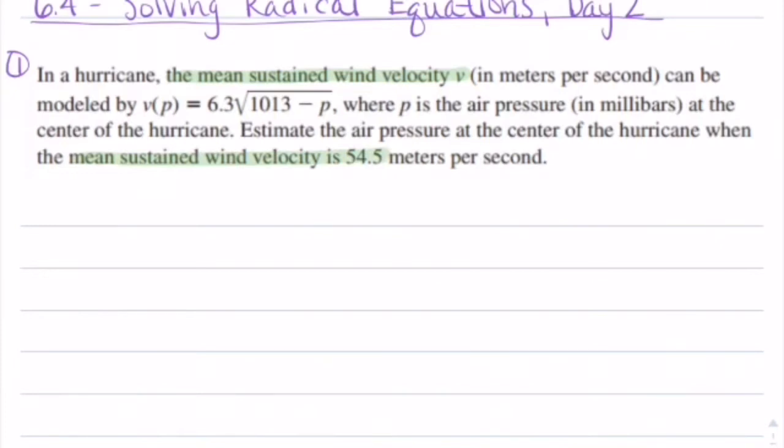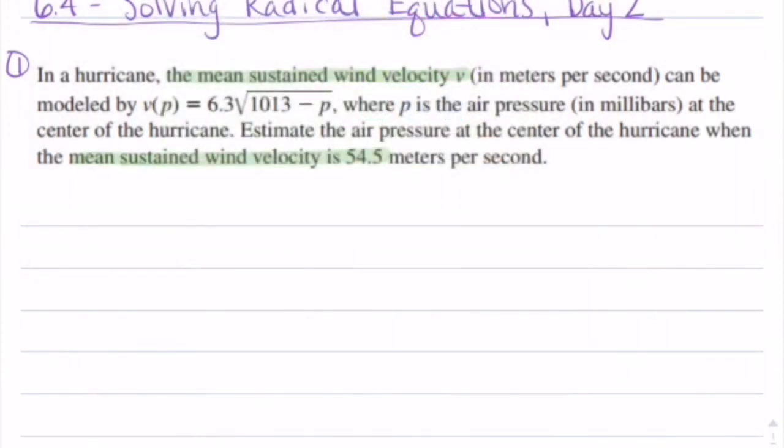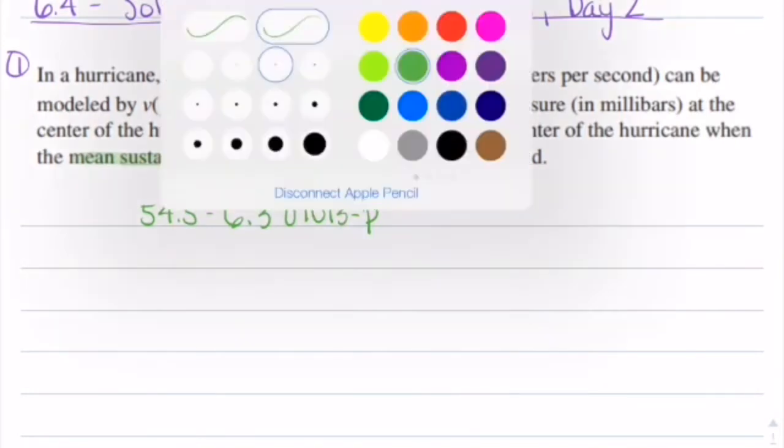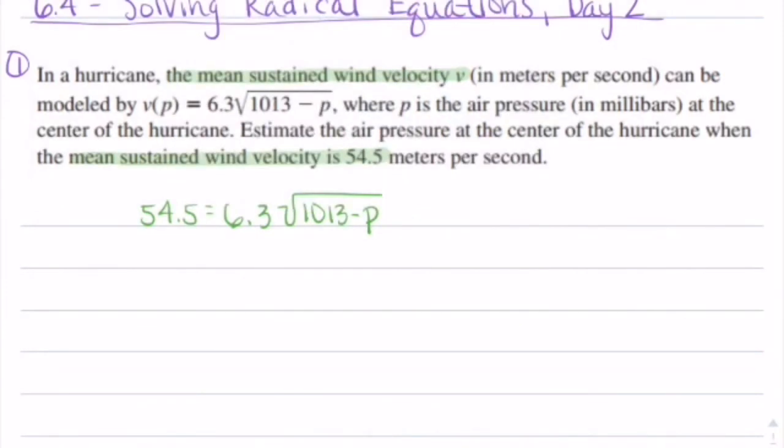So this is a simple plug in what we know, solve for what we don't know type equation. We know that the wind velocity is 54.5, so I'm going to plug that in instead of V. So I'm going to have 54.5 is equal to 6.3 times the square root of 1013 minus P. Now notice that we have decimals in our original problem, so we are expecting to have decimals in our solution as well. And so we will be just plugging things into the calculator and getting decimal solutions.